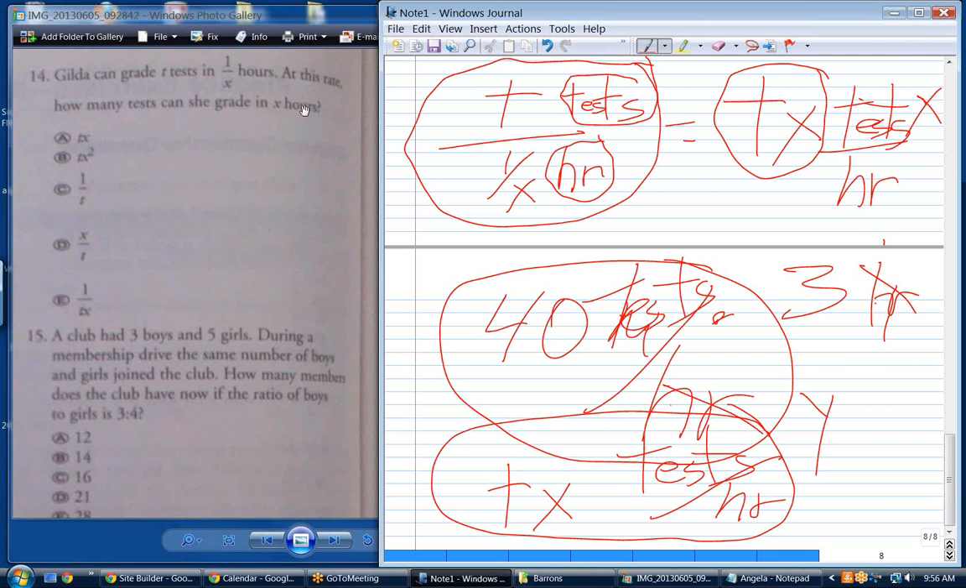So the only thing they've done is to try to confuse the issue by using the same variable, which means you still multiply X times the grading rate, which is T times X. So you end up with T times X times X, or Tx squared.